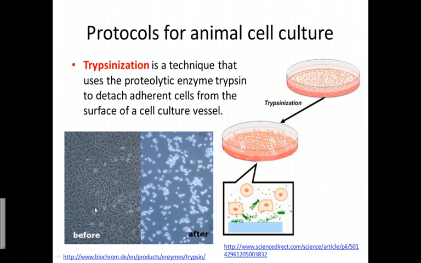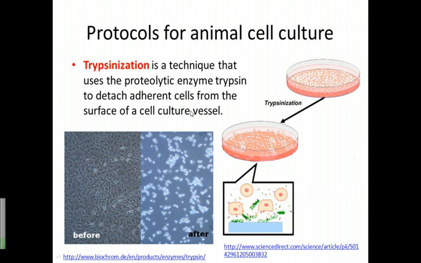Okay, so this is before and after. You can see from here that the cells are very packed, which means that they have already occupied all the available space here on the left. Once they have reached this condition, you will need to subculture the cells, which means you need to divide them into separate culture dishes to expand the cells, or you can throw away the cells if you do not want to use them immediately.